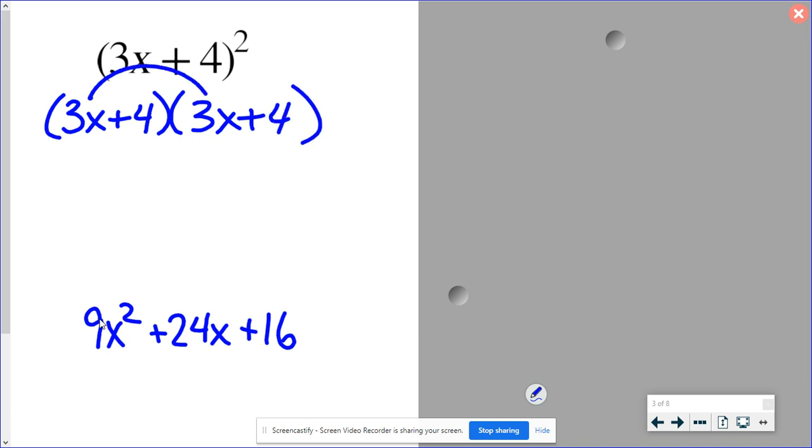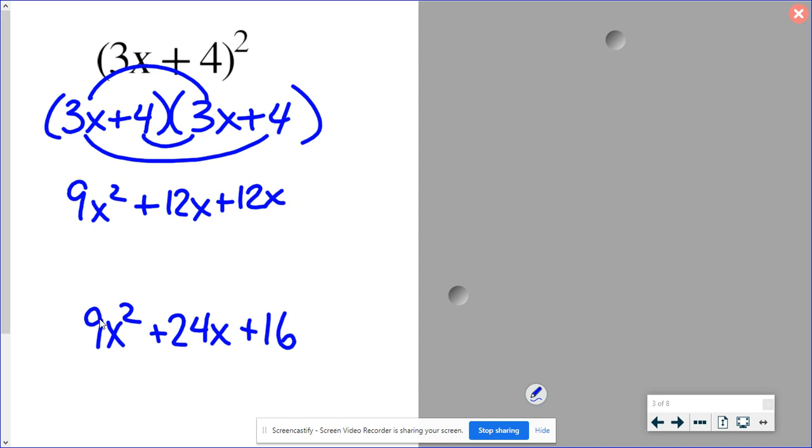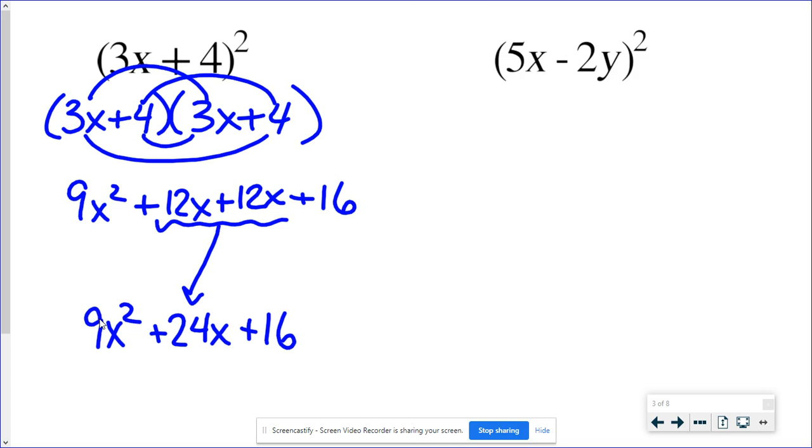So I would have 3x times 3x, that's 9x squared. That's a 12x, and that's a 12x. And then 4 times 4 is 16. And then when I put these 12x's together, that's my 24x. The shortcut is nice, but not necessary. So it's okay if you don't see this.